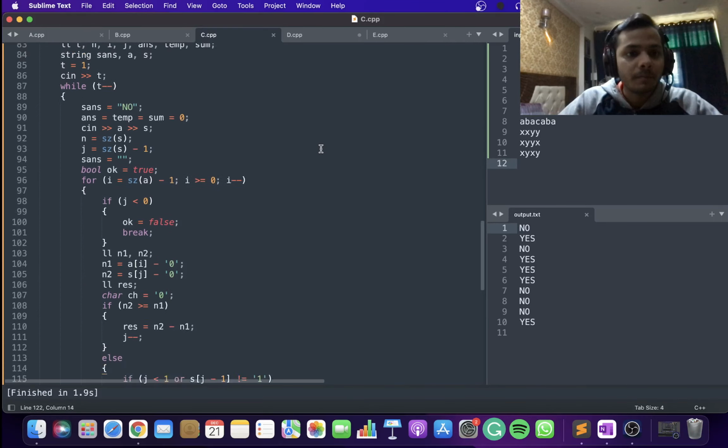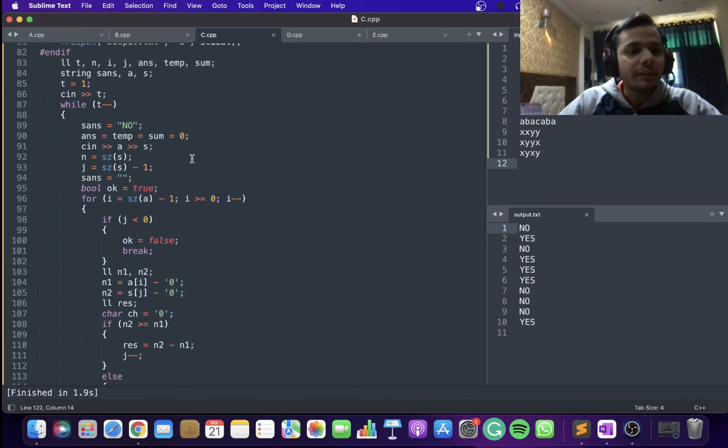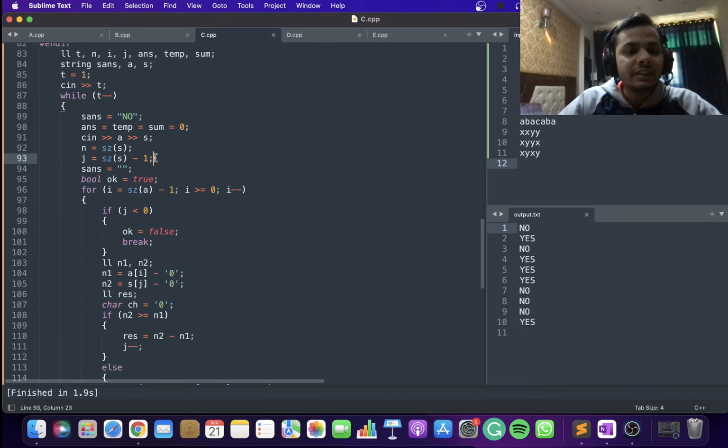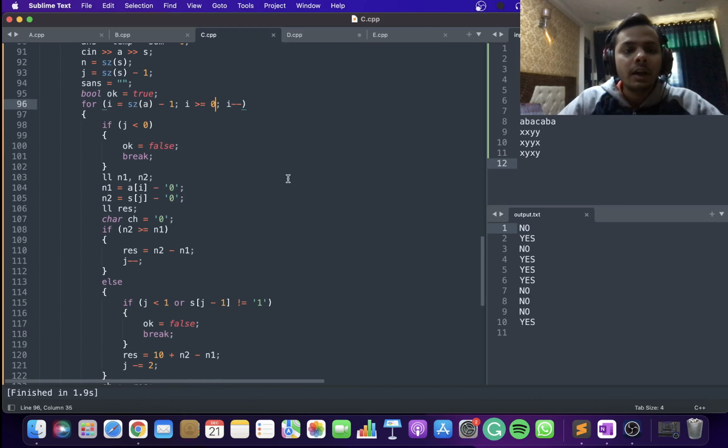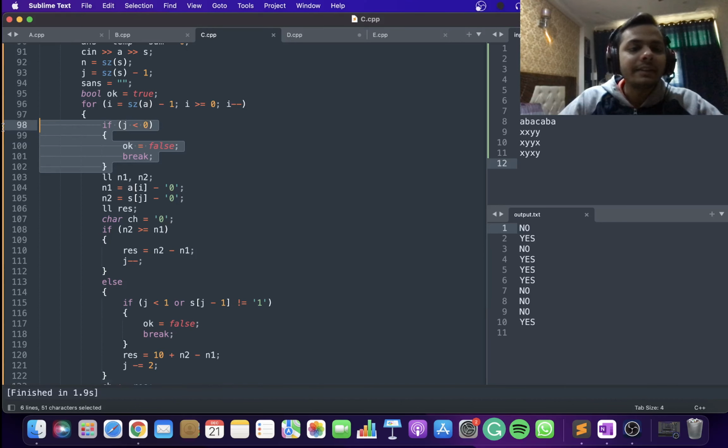Okay, so here we go. So we are keeping two pointer variables where J is equal to size of S minus 1, and I am iterating I from size of A minus 1 to 0. One thing is that if J is less than 0, that means I have already finished with my result, but I have not yet finished with A, which is a very impossible scenario. So in this case, the answer is going to be minus 1 for sure.